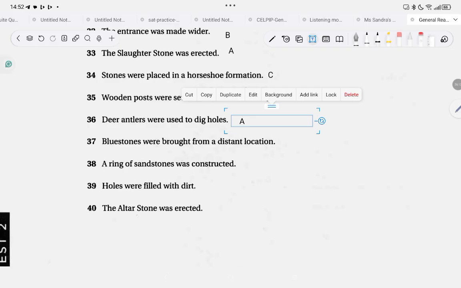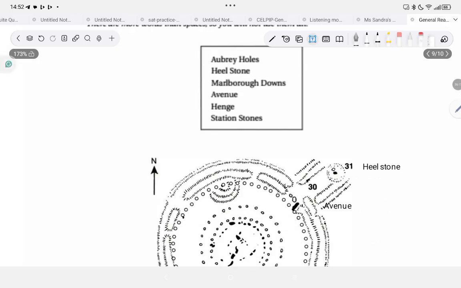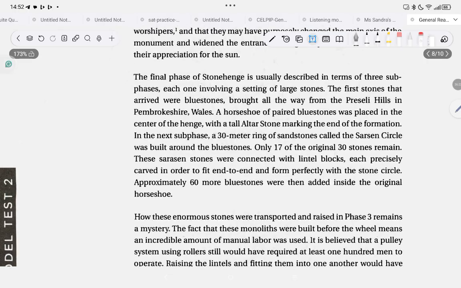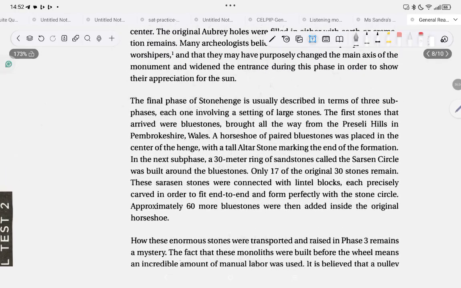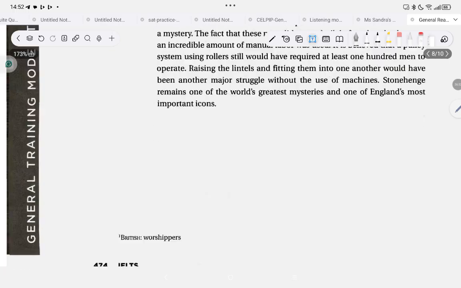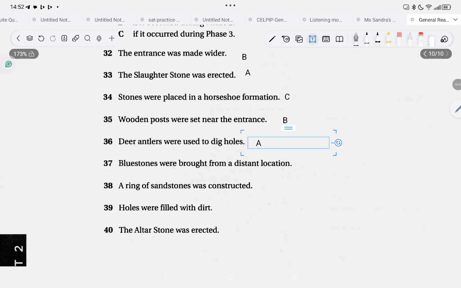Bluestones were brought from a distant location. I think I saw bluestones in phase three or two. It says the first stones that arrived were bluestones brought all the way from Preseli Hills. So that's phase three, right? The final phase, phase three. That's C.